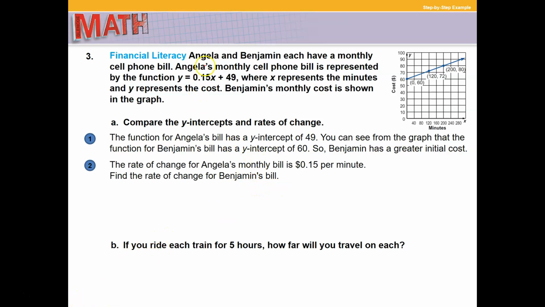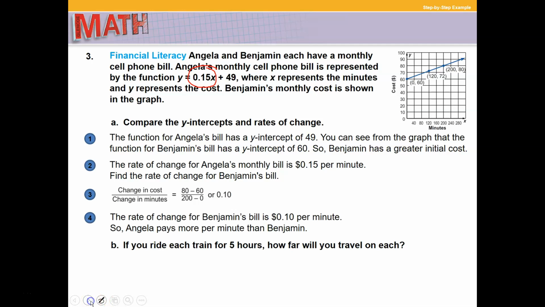Okay, for Angela's bill, the rate of change is 15 cents per minute. Let's find the rate of change for Ben's. We have to subtract it out and then divide. We get 10 cents. So the rate of change for Benjamin's bill is 10 cents per minute. Angela's paying more per minute.